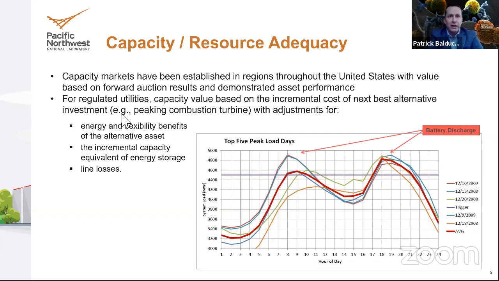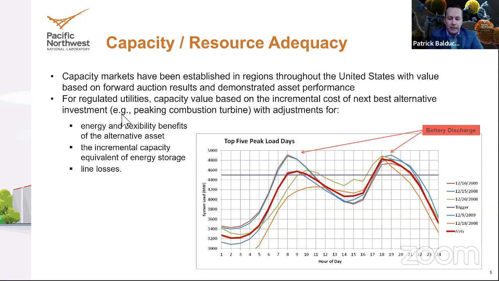In terms of assigning value, it tends to be measured in terms of the cost of a new entrant or the next best alternative asset for providing that resource adequacy or capacity benefit. But then you have to back out the flexibility benefits associated with these assets because they can do more than just capacity. And you also have to account for the incremental capacity equivalent of energy storage. So a 2-hour energy storage system will not provide as robust a capacity resource as would a peaking combustion turbine, which is not energy limited.